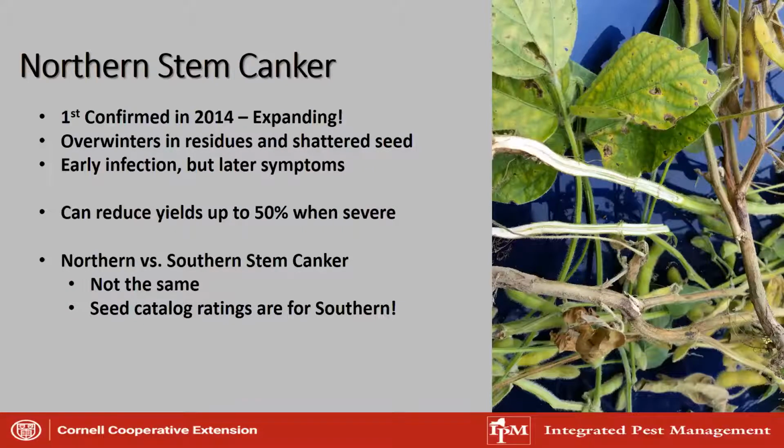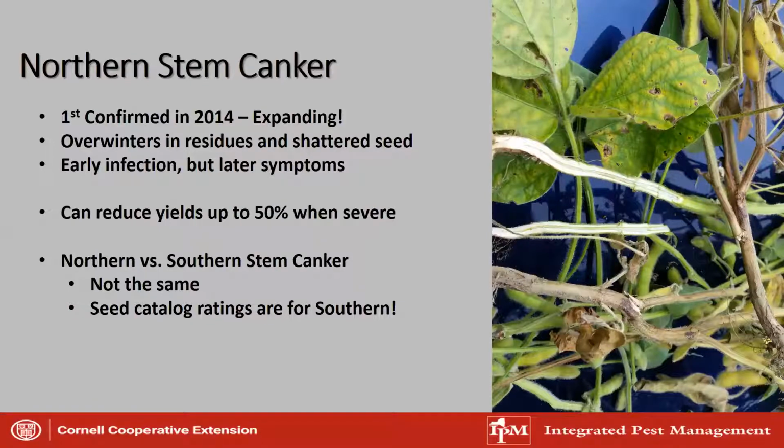So this is another one of those diseases where it's in the soil, it's going to overwinter in the residues, and it's going to be able to stay in the soil for a while. Infection occurs early in the season, but you don't see the symptoms until later. And when it is severe, you can have up to 50% yield losses. So this is one that's almost rivaling white mold as far as a concern that we want to pay attention to.